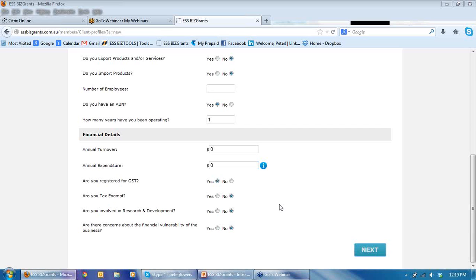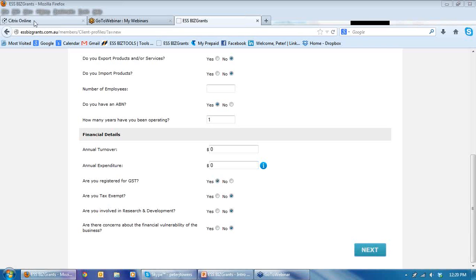The businesses don't need any turnover, and the maximum turnover is $10 million for those three components. So, financial vulnerability, please be careful how you answer that. If you answer yes, our system will not display any grants for that inquiry because our assumption is that the government will not entertain a grant for businesses that are showing that they're financially vulnerable.